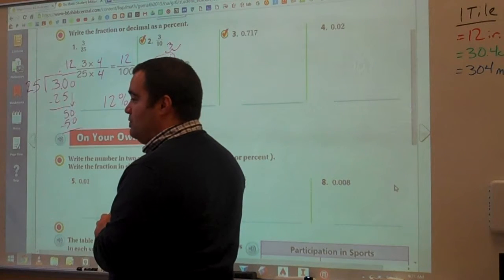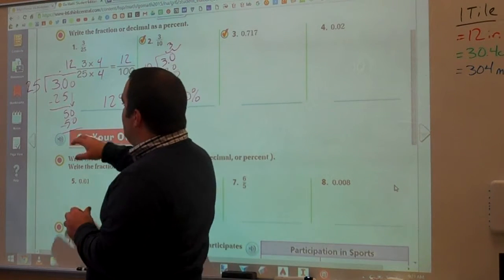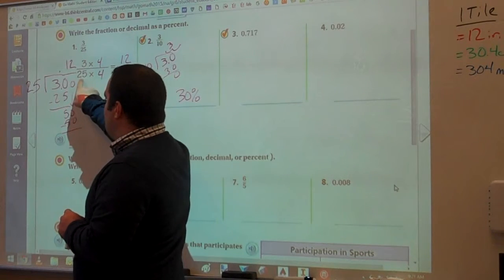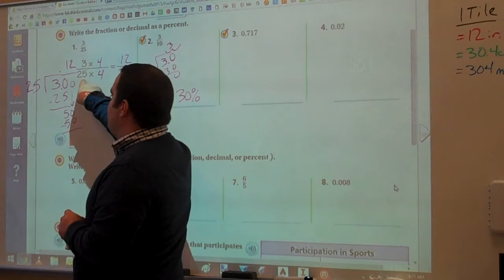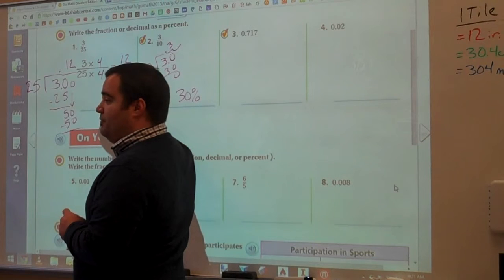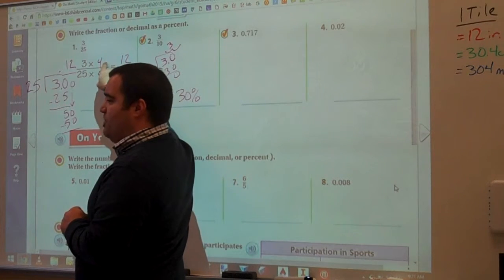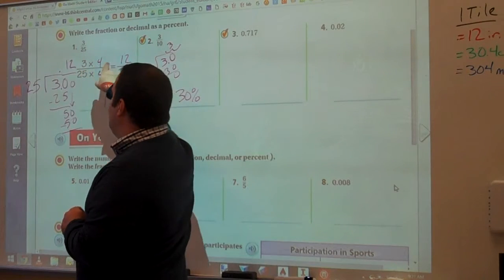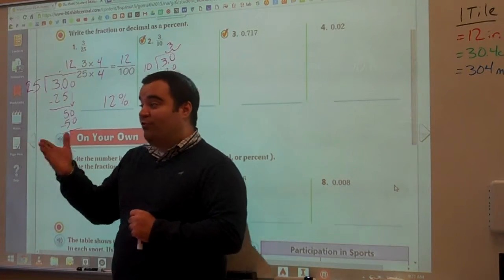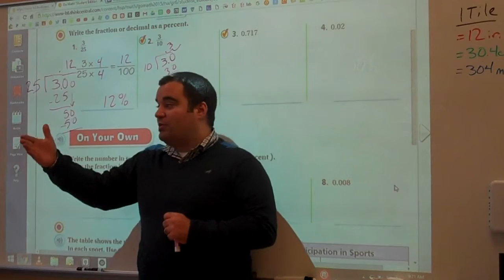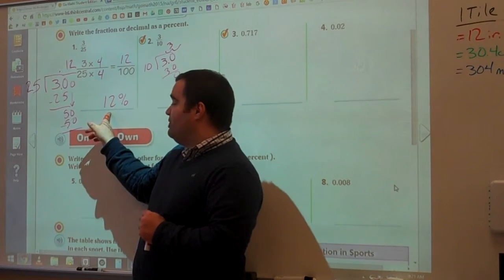Okay, so 2 ways to do number 1. You could do the book way. What times 25 gives me 100? Whatever I multiply my denominator by, I must also multiply my numerator by. So 3 times 4 is 12. And since it's 12 over 100, percents are always out of 100, it becomes 12%.